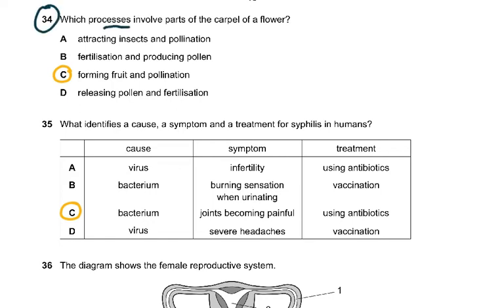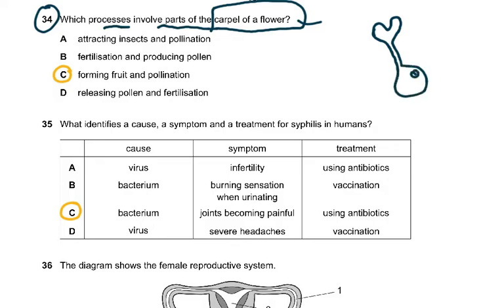Coming to question number 34. Which processes involve parts of the carpel of a flower? Now you remember the carpel is the stigma, the style, and the ovary which contains the ovules.